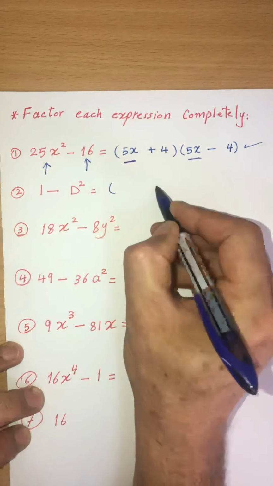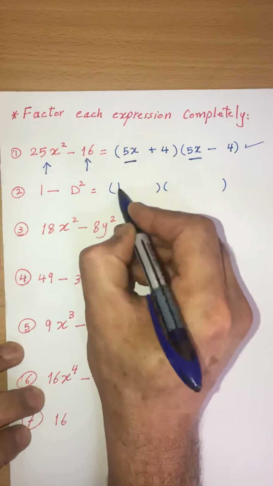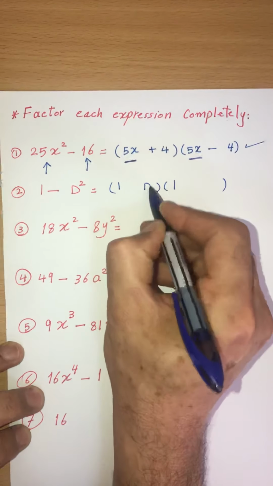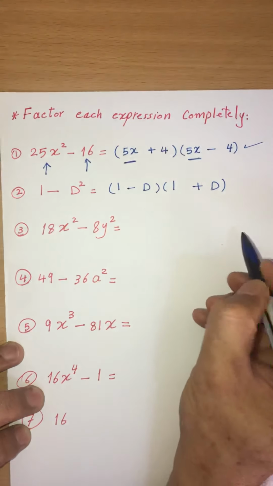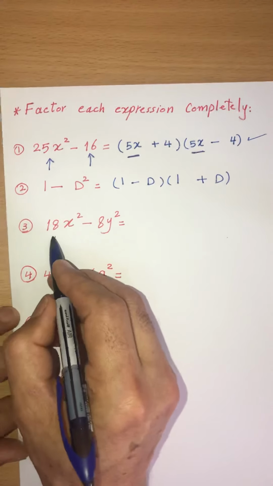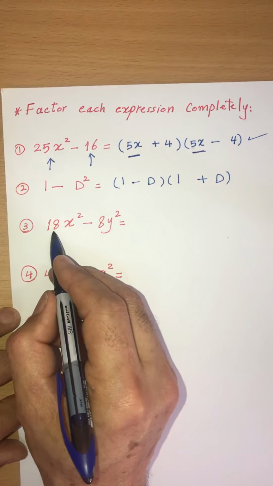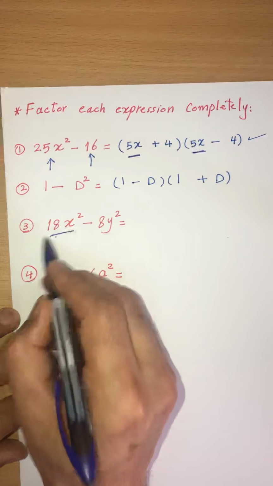1 minus d squared, the same way. The 1 is 1 times 1. The d squared is d times d. One plus and one minus. Finish. Oh, look at this one. 18x squared minus 8y squared. Is 18 a square number?